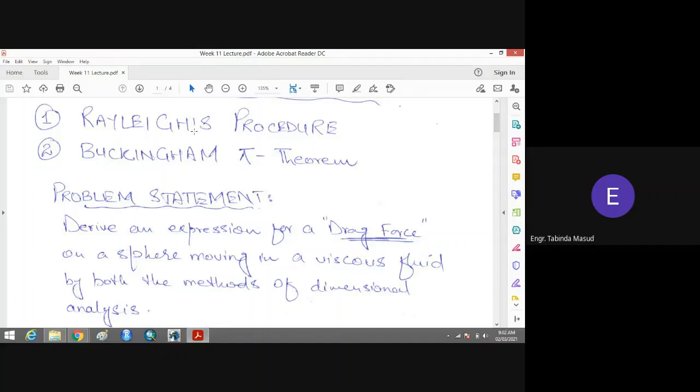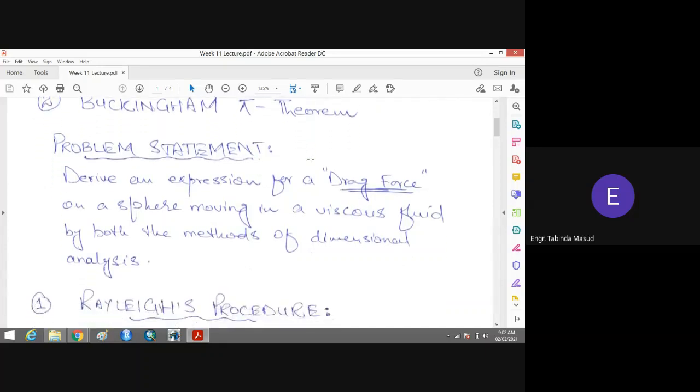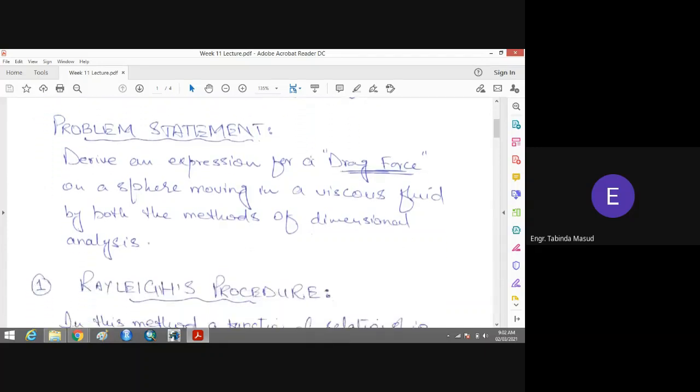And remember that there are some limitations of Rayleigh's procedure due to which the Buckingham-Pi theorem was introduced, and the Buckingham-Pi theorem is the most famous method of dimensional analysis as compared to Rayleigh's procedure. So let's make a start and see how we can do analysis with the help of these two methods. Let's suppose that we have this kind of problem statement: derive an expression for the drag force on a sphere moving in a viscous fluid by both methods of dimensional analysis.